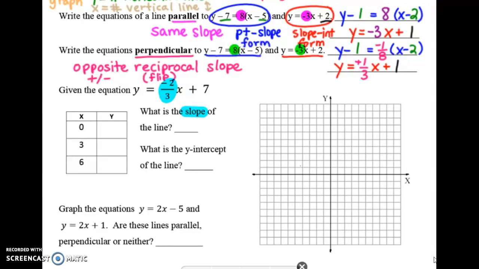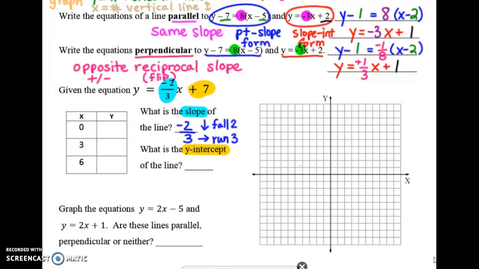The next set of directions gives us an equation, y equals negative 2/3 x plus 7. And the first question asks, what is the slope? As we've investigated prior, the slope lies in front of the x variable, the x coordinate. So negative 2/3 is that coefficient in front of x. Negative 2 means we'll fall 2. Positive 3 means we'll run 3.